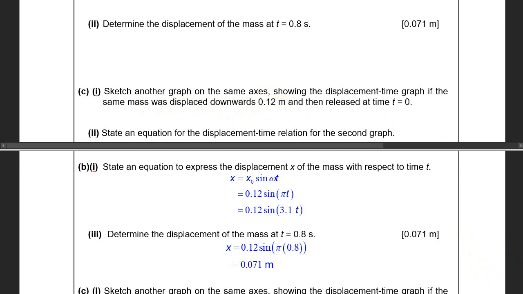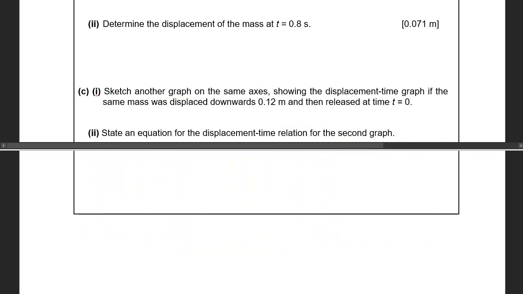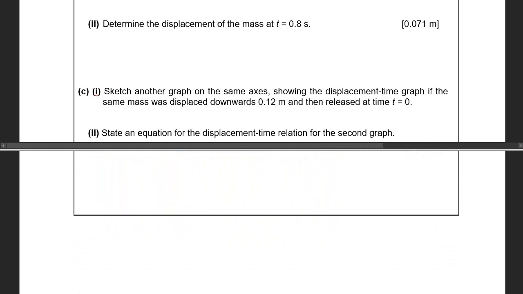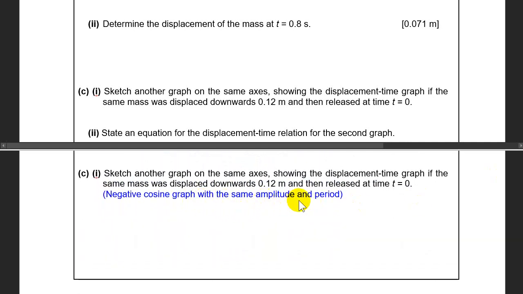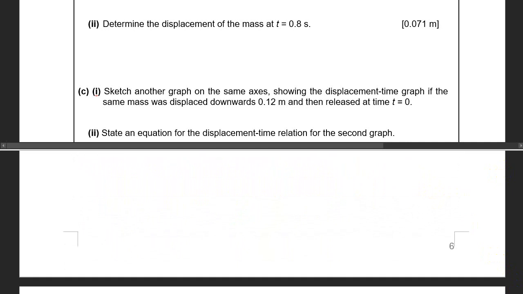It's still a sinusoidal shape. So what does the graph look like if you start at minus 0.12? That would be the lowest point. After that, you go up. So the graph should look like a negative cosine graph, with the same amplitude and the same period. So the graph will look something like this.